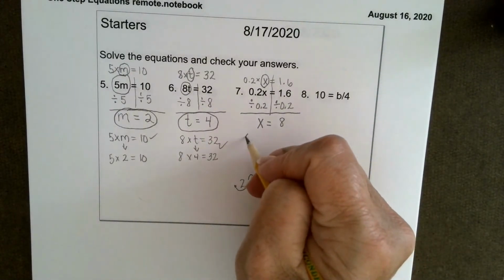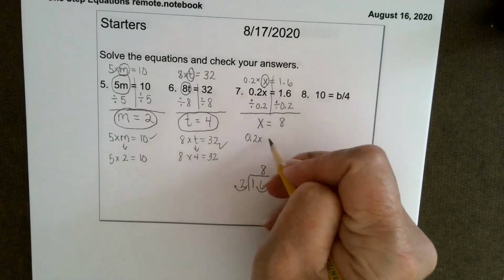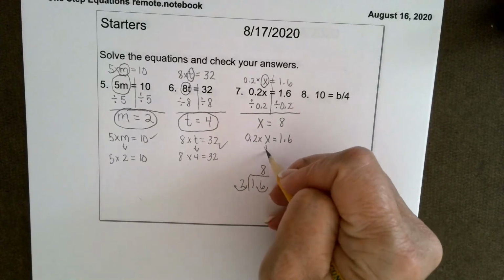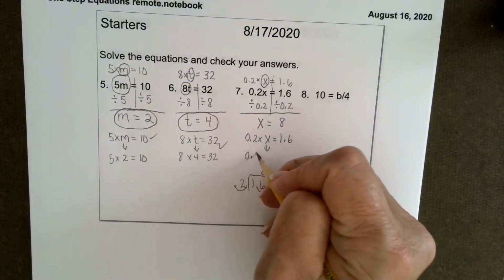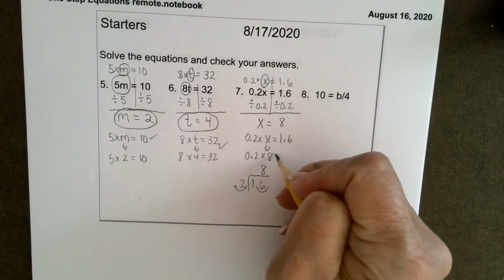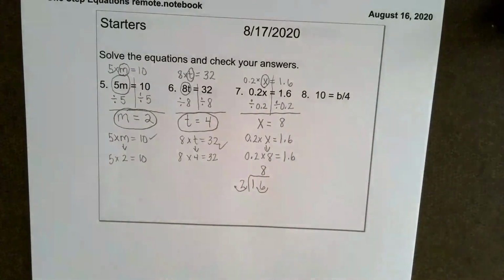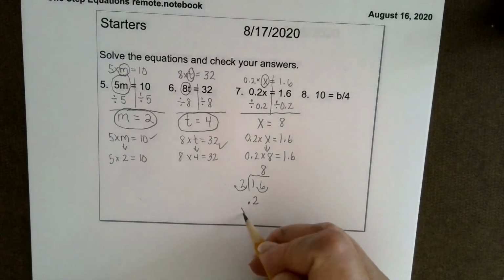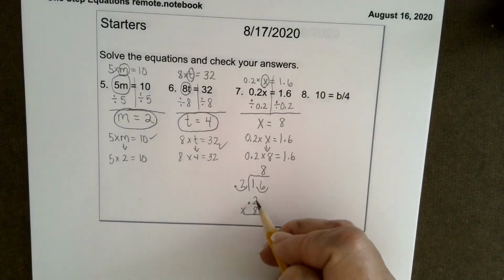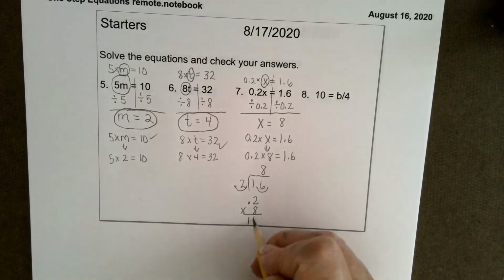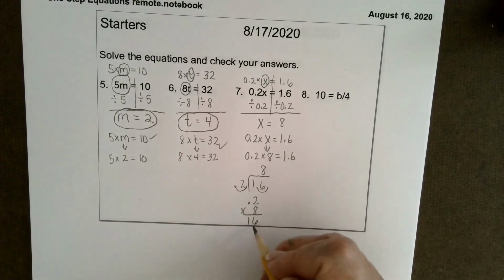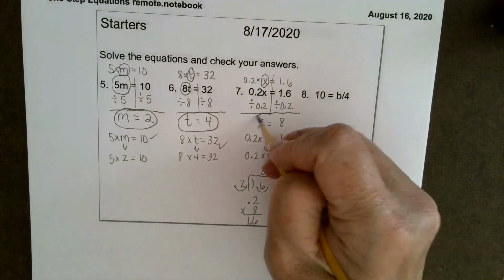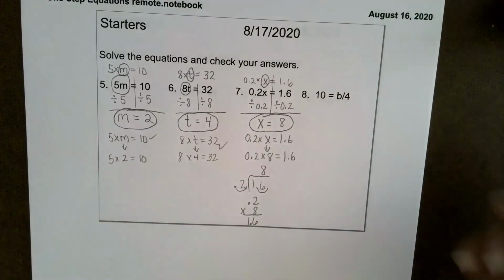And then we're checking it. 2/10 times x equals 1 6/10. We're saying that the x is equal to 8. So 2/10 times 8 equals 1 6/10. And then we can check that. 2/10 times 8. 2 times 8 is 16. Since there's one number after the decimal in the problem, there's one number in the answer, which is 1 6/10. So that is the correct answer.